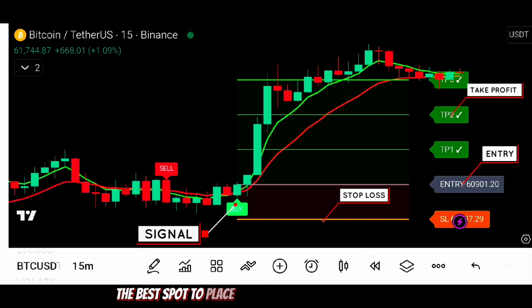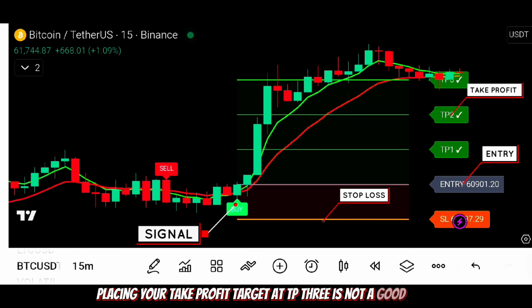The best spot to place your take profit target is TP2. Placing your take profit target at TP3 is not a good move, as it is highly unlikely to get hit. Placing your take profit target at TP2 is the best way to get the best out of this indicator.